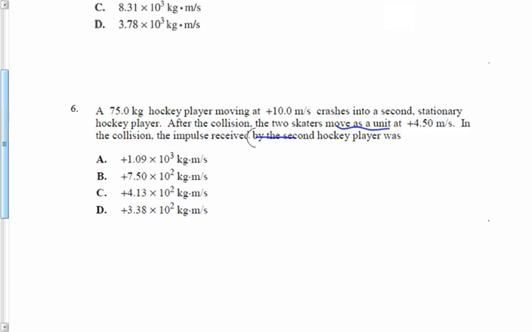If I want to find the impulse experienced by the second player, then I can use the mass of the second player times the change in velocity of the second player. We don't know the mass of the second player. We know the final velocity of the second player, but not the initial. So I don't know what delta V is either. That's not helpful.